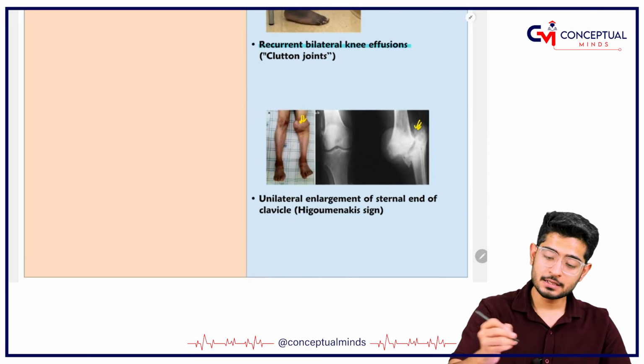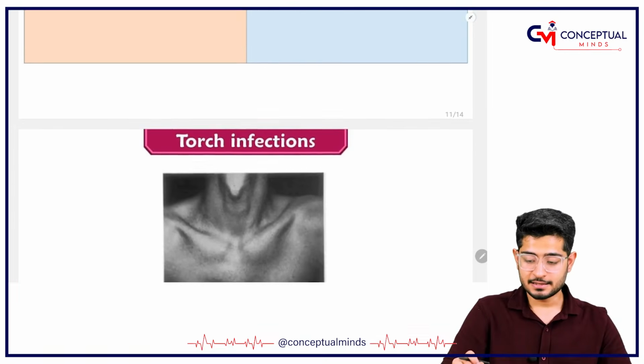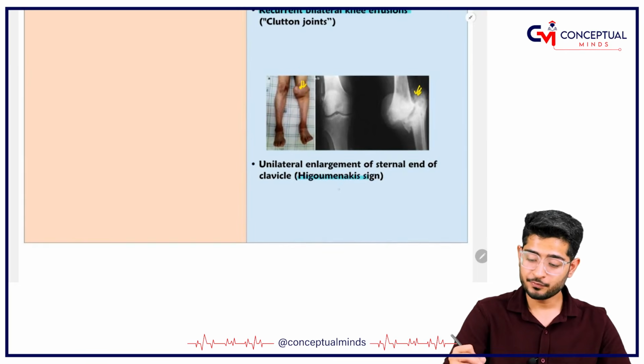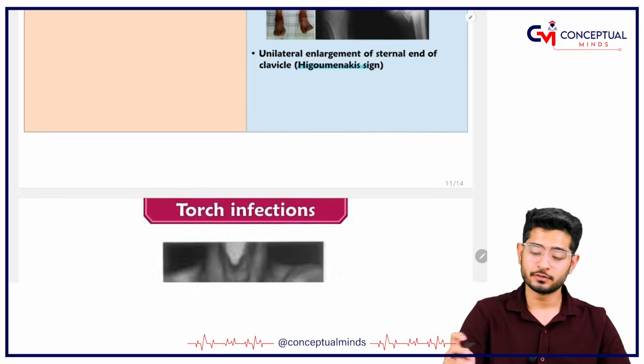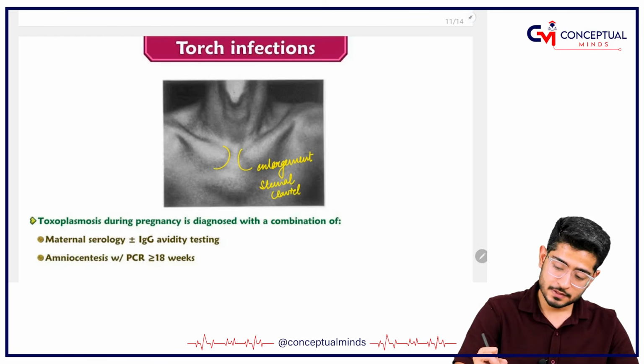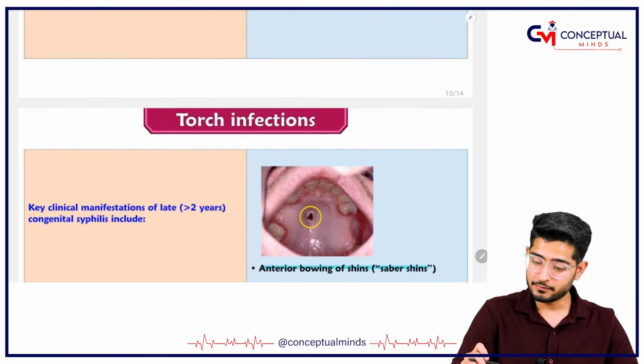And yes, one is something which is called the Higoumenakis sign. Okay, this is the Higoumenakis sign. Higoumenakis sign means you will have what? You will have the enlargement of the sternal end of the clavicle. Enlargement of the sternal end of the clavicle, which is going to be there.